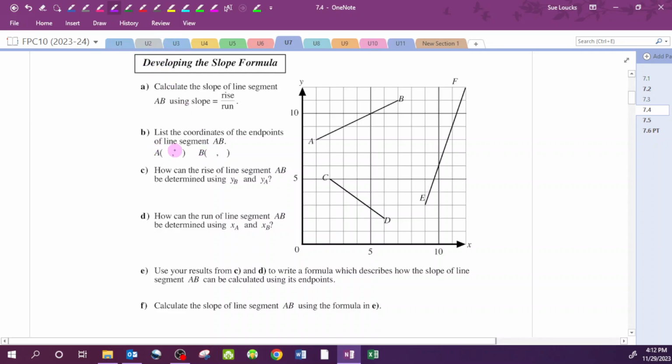We're going to list the coordinates of the endpoints of A and B. So A is at 1, 8. And B is at 7, 11. Oops, I didn't do my 11 very well, did I? Let me fix that. 7, 11. Okay. And how can we calculate the rise of the segment?